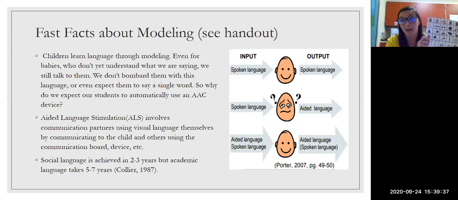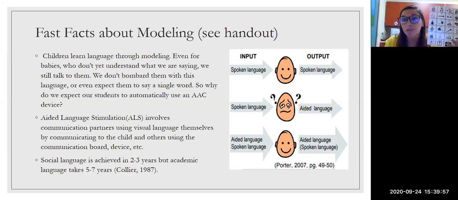This is a new language and they're learning a new language. So be patient with them. Like you heard them say, they need thousands of models. So use it as often as you can. I carry one around on my lanyard so that I can model in the hallways everywhere I go.